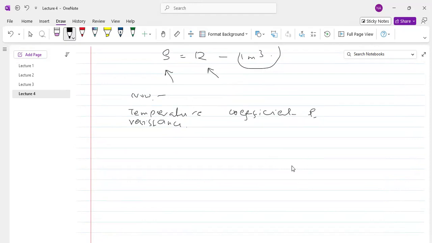Now I will try to explain how this temperature coefficient of resistance is defined. We have materials whose resistance increases linearly with the increase of temperature.